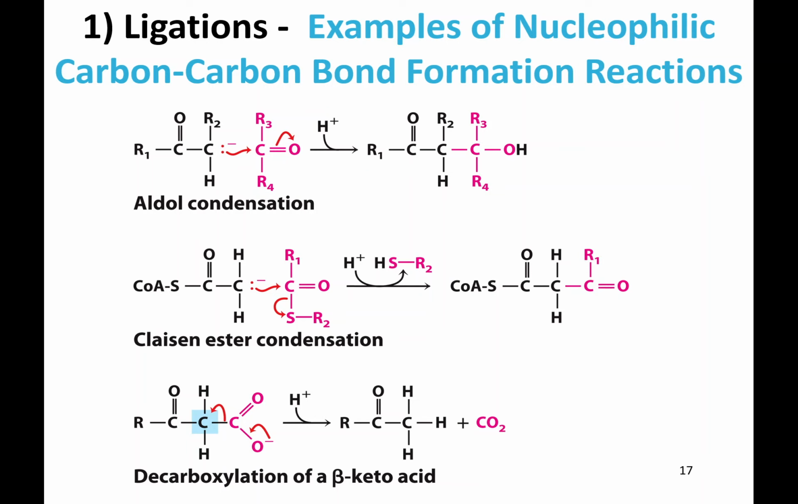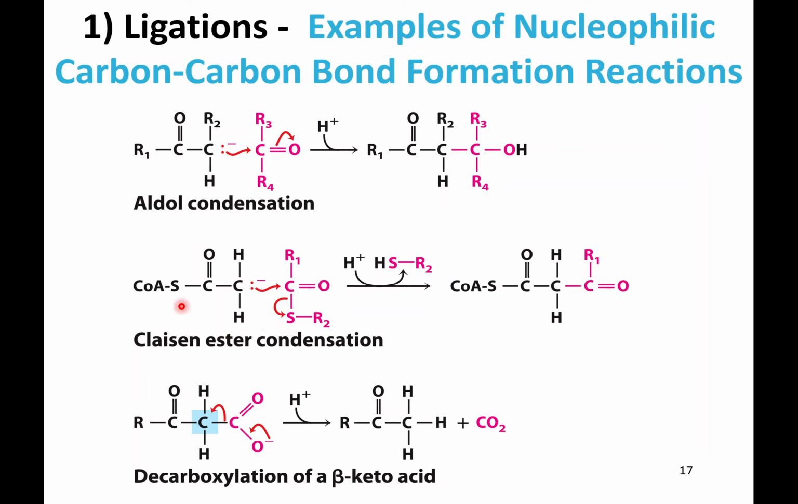The first group we're just going to call ligations. These are examples of nucleophilic carbon-carbon bond formation reactions, things like the aldol condensation. Here we have a carbanion with nucleophilic attack on this carbonyl carbon. When that happens, we watch the electron pushing. Those electrons come out, they can grab a proton to form an OH group, and now you've created one molecule from two. So that's a ligation. You're sticking things together.